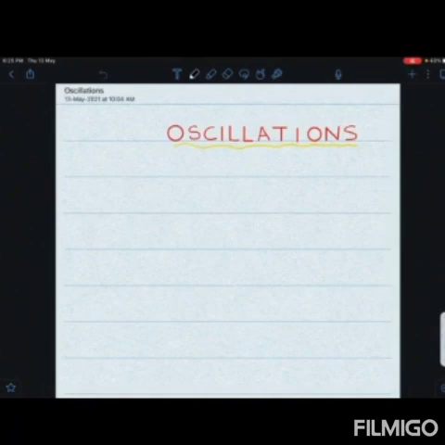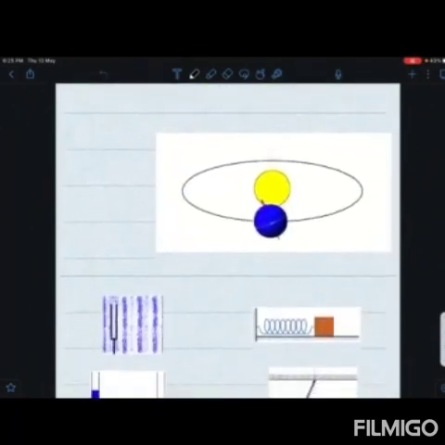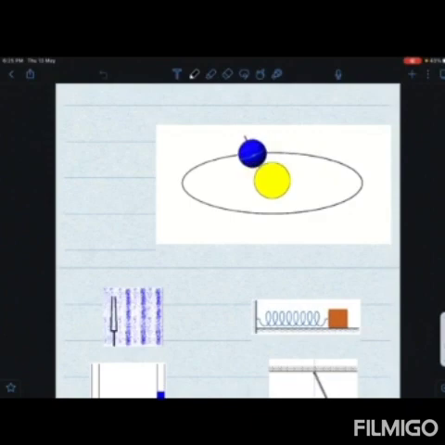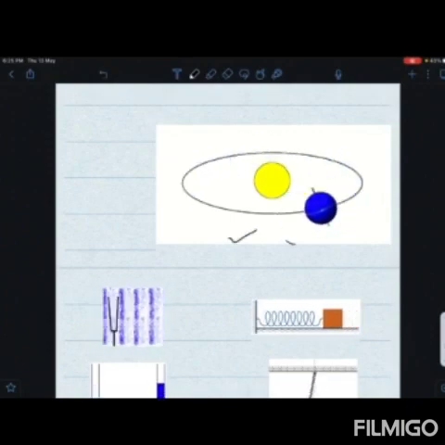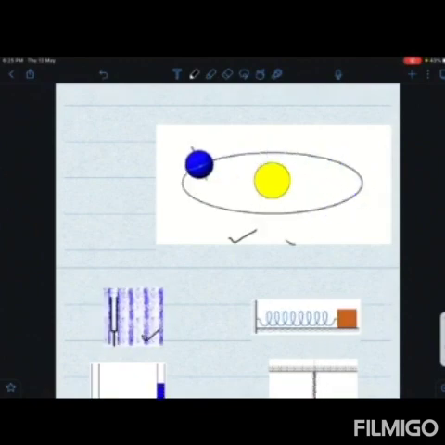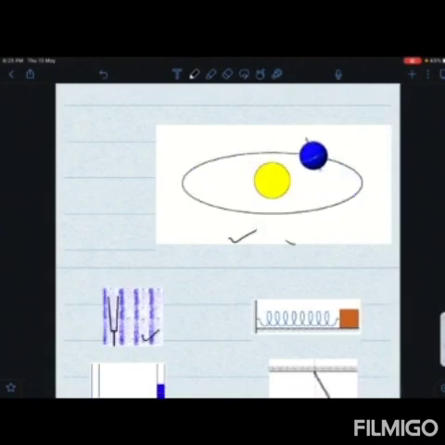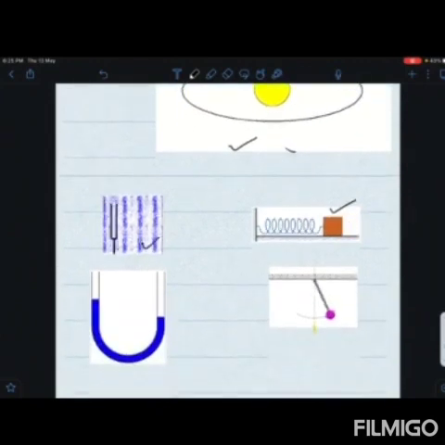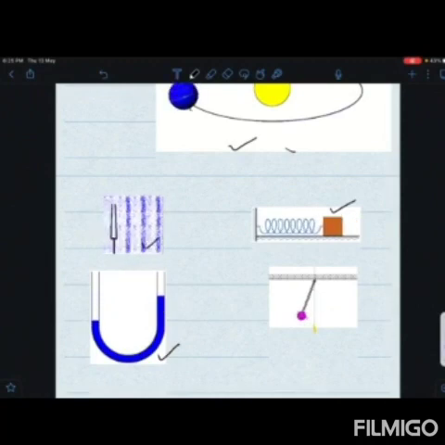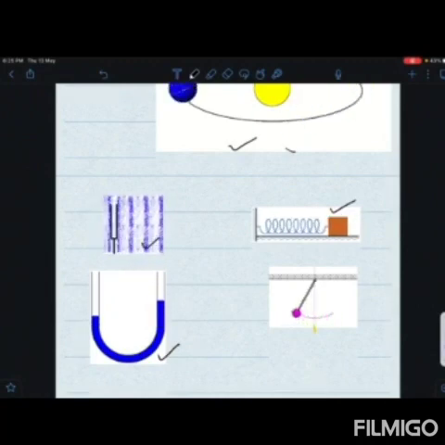The most famous examples are, of course, the Earth revolving around the Sun. Then you have seen a tuning fork vibrating. Then a spring, when released, makes oscillations. Then when you pour liquid into a tube, you can see that it is oscillating. And of course, the pendulum.